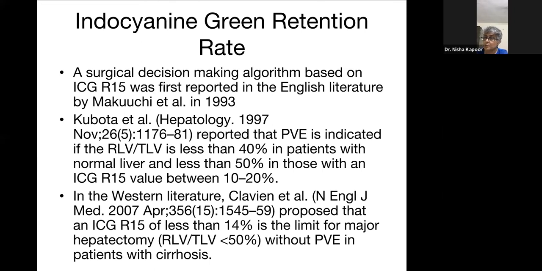Kubota et al. reported that portal vein embolization is indicated if the residual liver volume to total liver volume ratio is less than 40% in patients with normal liver, and less than 50% in those with an ICG R15 value between 10 and 20%. In Western literature, Clavien et al. proposed that an ICG R15 of less than 14% is the limit for major hepatectomy without portal vein embolization in patients with cirrhosis.